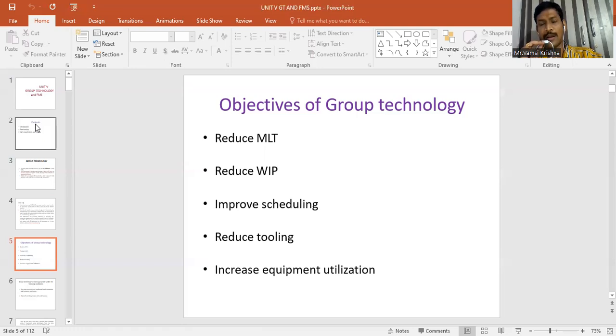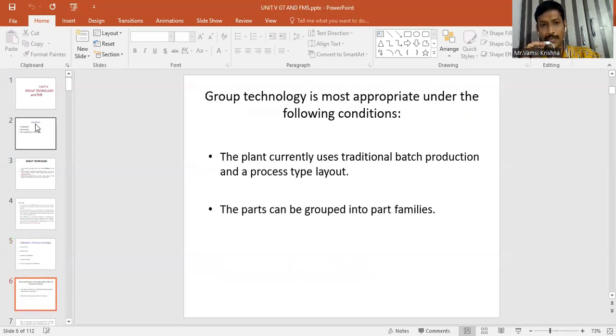So we can reduce the machine idle time. Okay, idle time can be reduced. That enhances the usage or utilization of an equipment. So these are the main objectives, 5 main objectives of group technology.